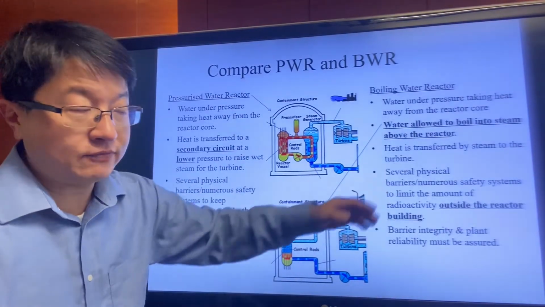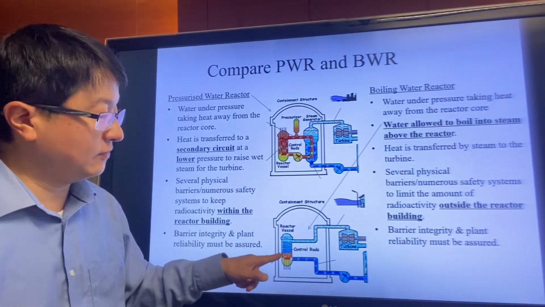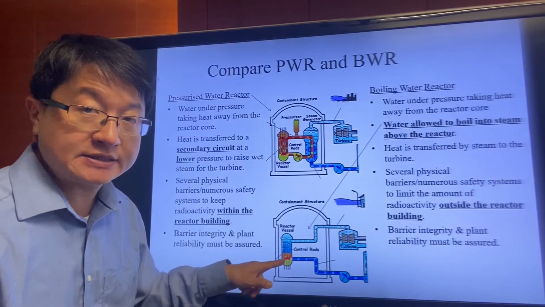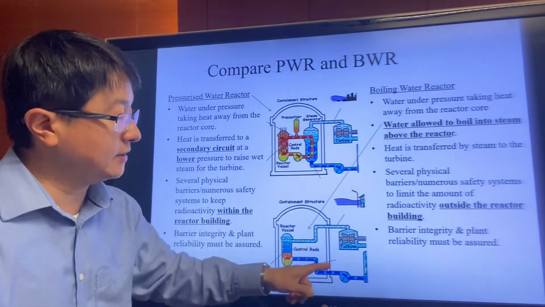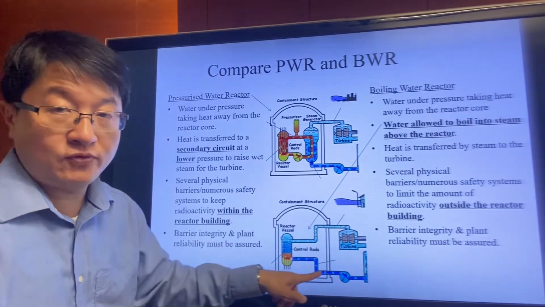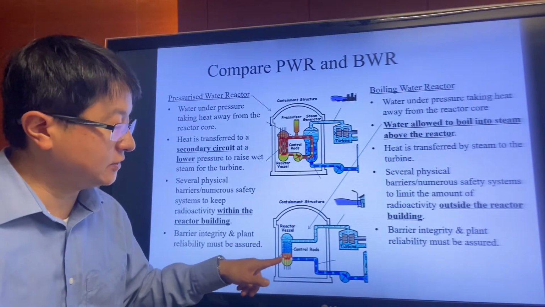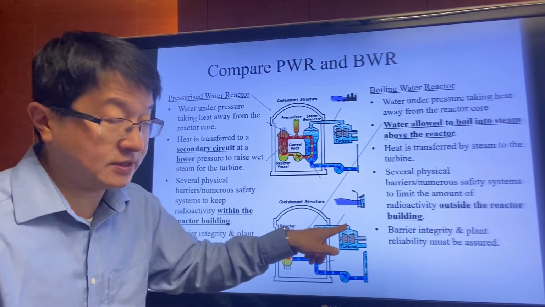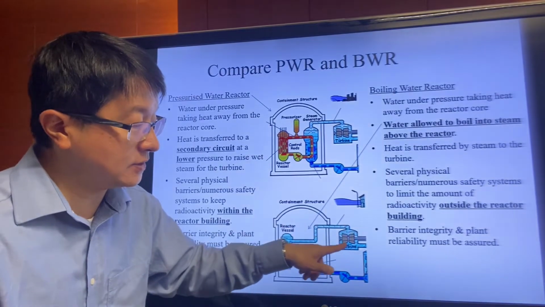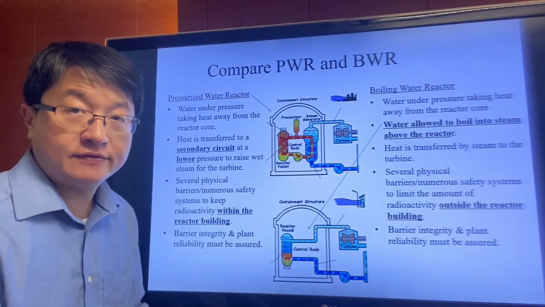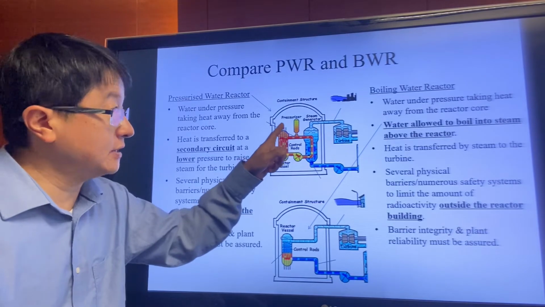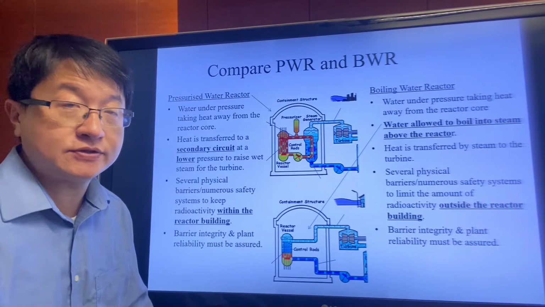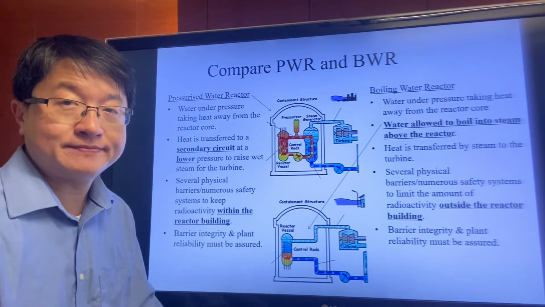For the boiling water reactor, there's only one loop, and the heat exchange occurs directly inside the reactor vessel, and the polluted water will pass to the turbine directly. Therefore, in general, the pressurized water reactor is safer than the boiling water reactor, and most of the recent installations are using pressurized water reactors.